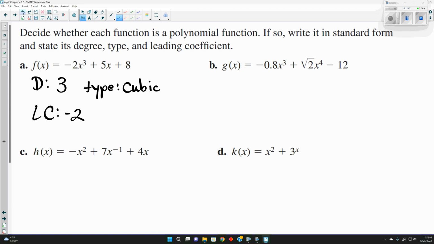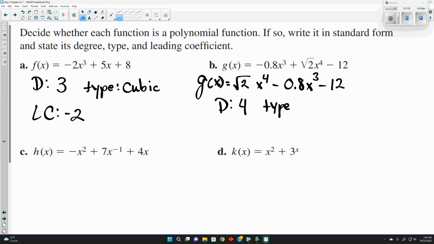Is it in standard form? No. We need the square root of 2 x to the 4th to go first. Then what? Negative 0.8 x cubed, and then minus 12. And we could say that this is g of x. It's just a way to name the function. Degree. Type.